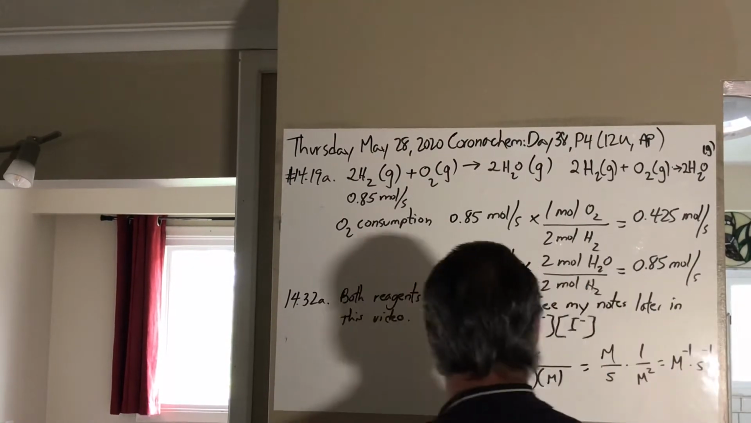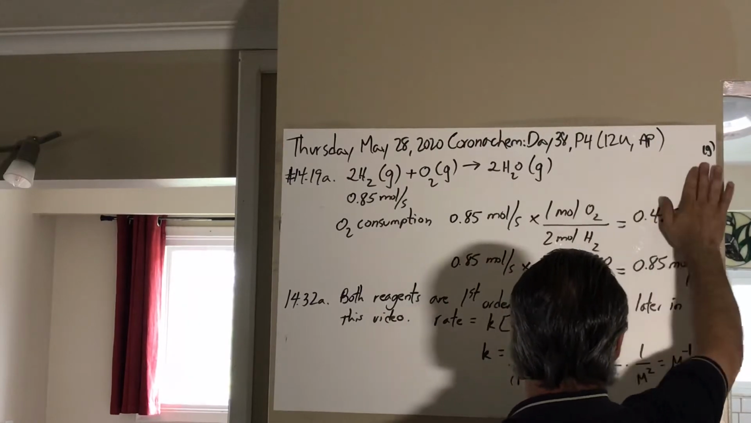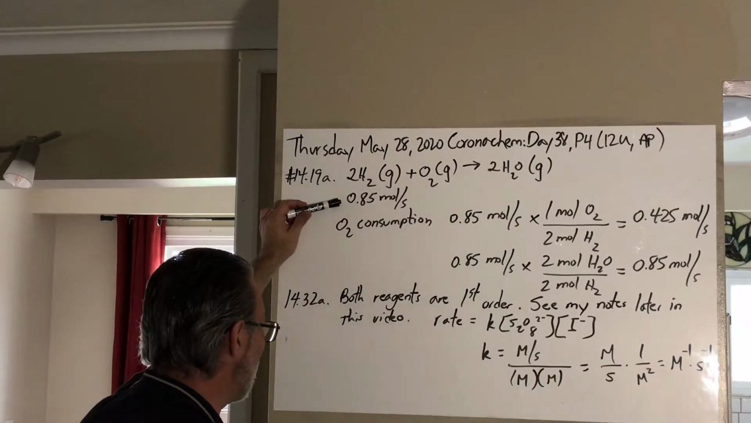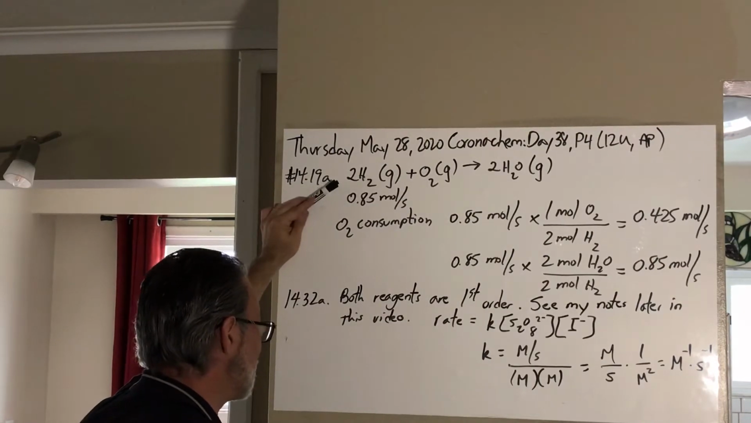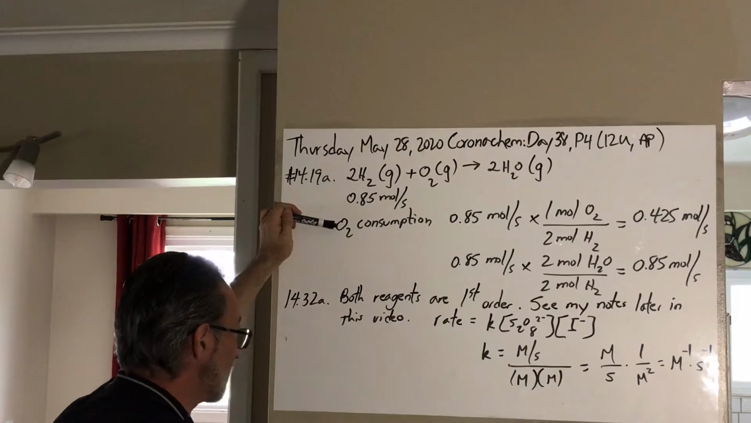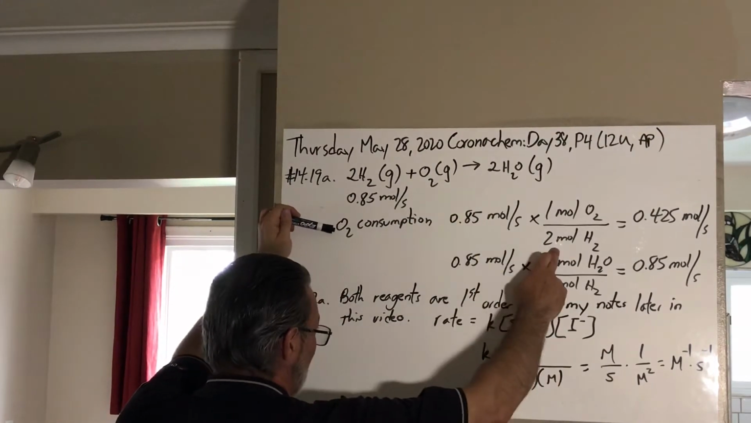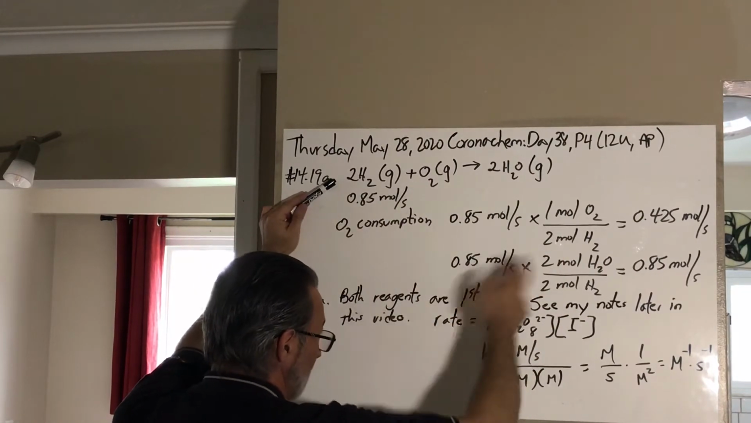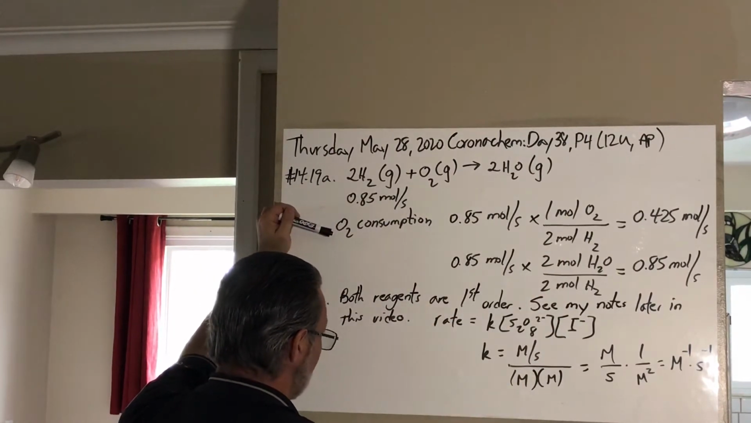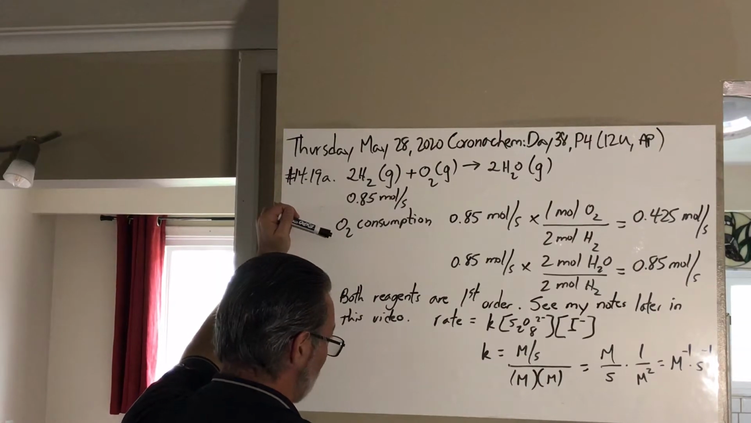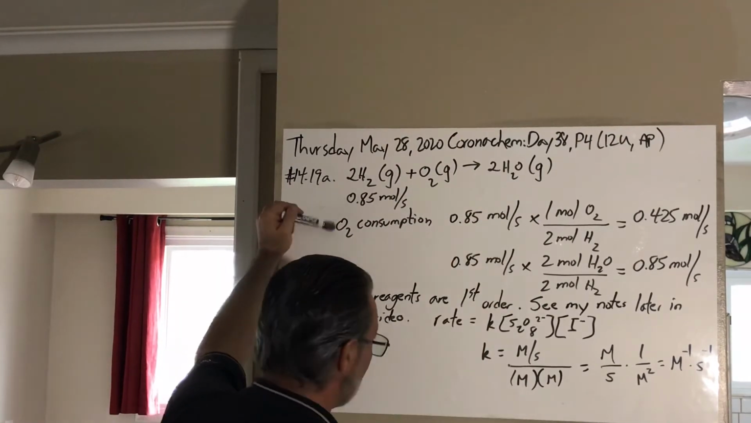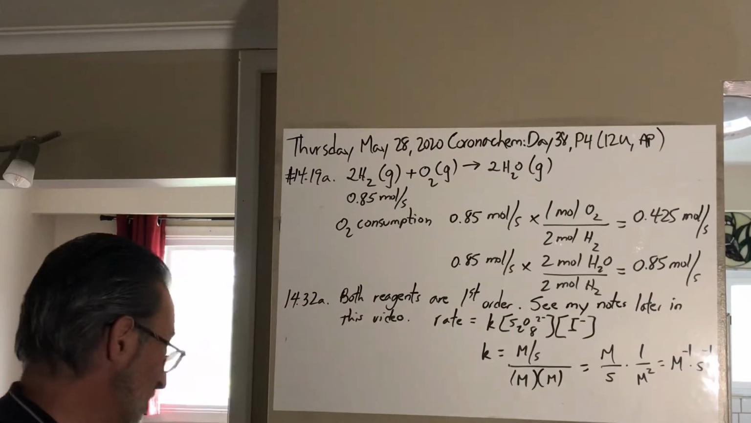So, given that, I had it right here. Silly me. Okay. Given the 2, 1, 2 stoichiometry, and you're burning 0.85 mole per second of hydrogen, the O2 consumption is going to be 1 mole of O2 burned for every 2 moles of hydrogen, so 1 to 2. So you get 0.425. The H2O appearance is 2 to 2, or 1 to 1, same thing. You get the same amount of water appearing, 0.85 mole per second.